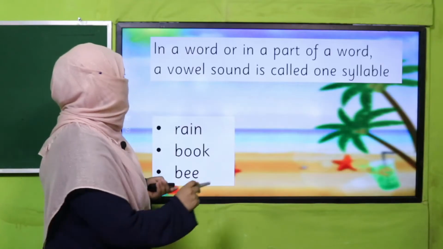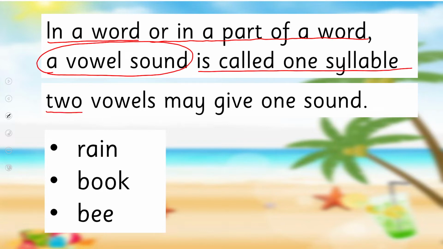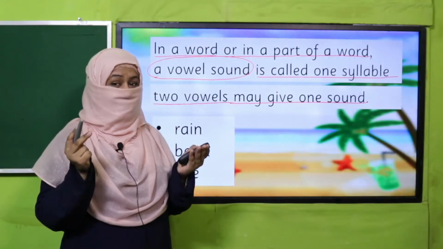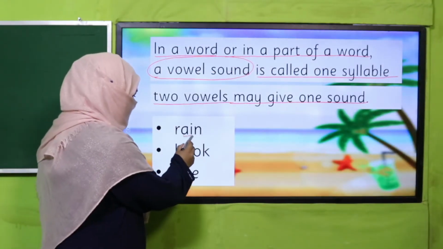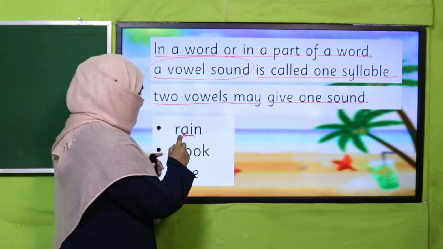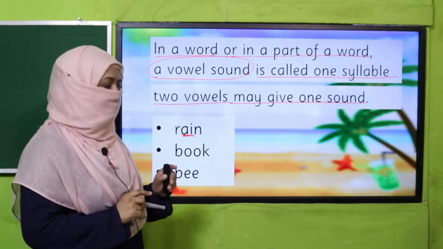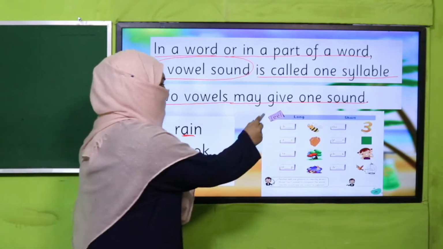That's why we say in a word or in a part of a word, a vowel sound is called one syllable, and 2 vowels may give one sound. Remember, we have learnt about long vowel sounds. When 2 vowels are walking, the first does the talking and says its name. So in such words, we find 2 vowels, but because they are together, they make one vowel sound. That's why we call it one syllable. I hope you remember these things.